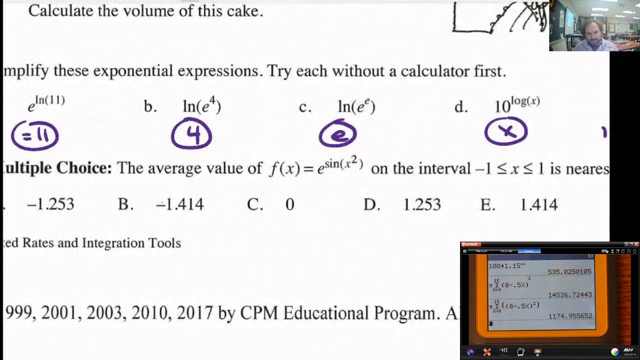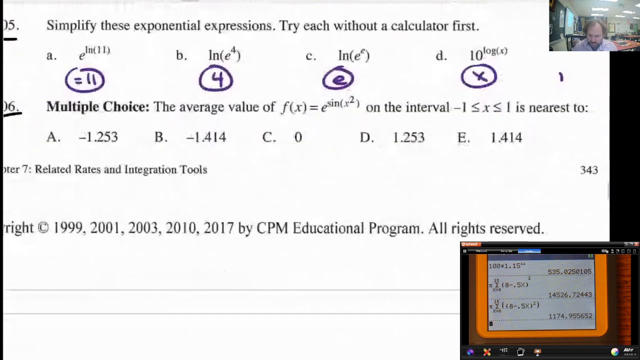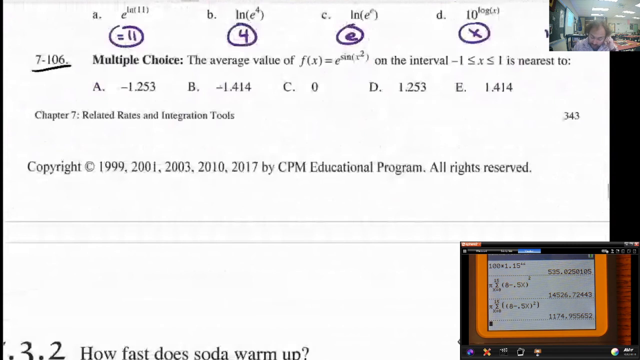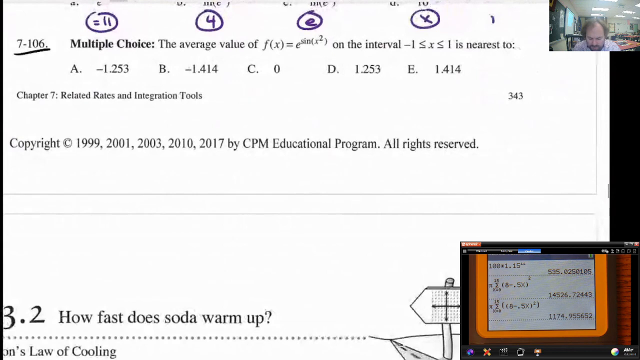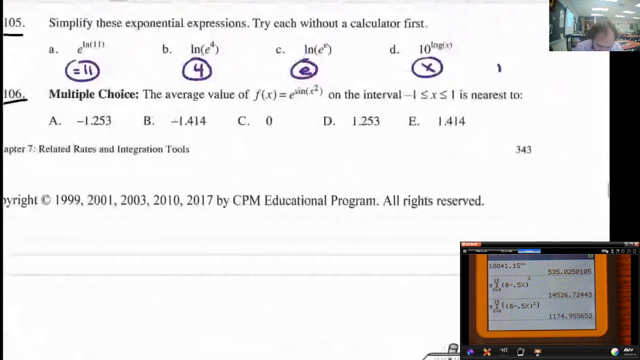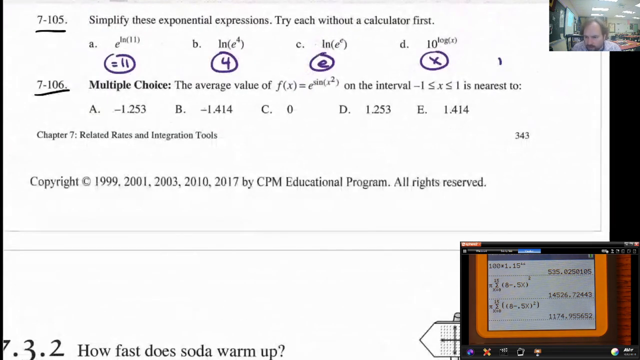So there you go. And we finally have a multiple choice question, which is, I wish this curriculum had more of these in our textbook, because we talk about them all the time. They're a big part of your AP test. The average value of that function on the interval from -1 to 1 is nearest to which one of these? Because of the decimal nature of this question, this would be a calculator active question on your test.